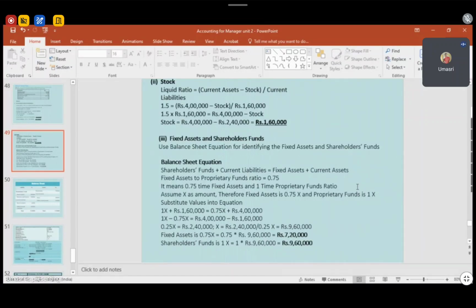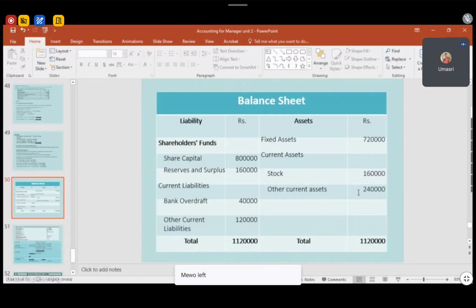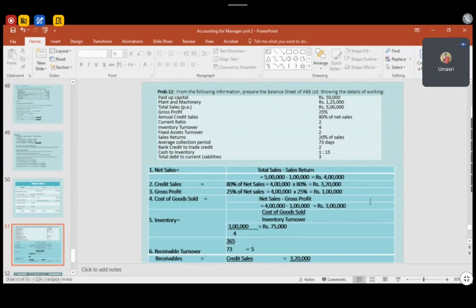You have to take one from another, right? So you have to find out all the values, asset side values, and then liability side values. After that only you can prepare the balance sheet or proprietary fund statement. See here, another problem I have given here.